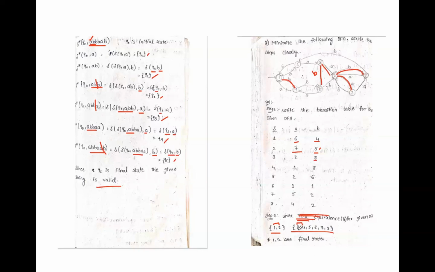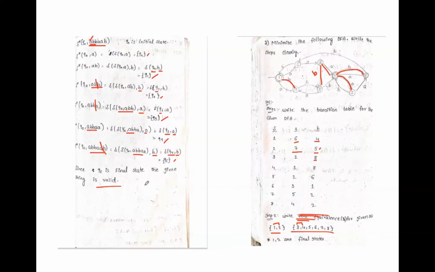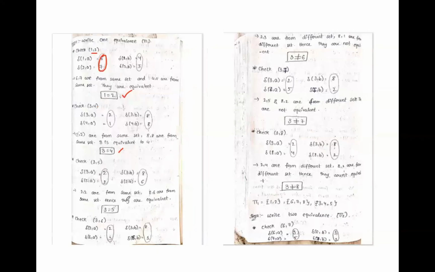Now check the second pair, 3, 5. From the transition table, 3 on A is 2, 5 on A is 2. 3 on B is 8, 5 on B is 6. As they are the same, no need to check. And here you need to check 8 and 6. 8 and 6 are both present in the same set. So we can say that 3 is equivalent to 5.